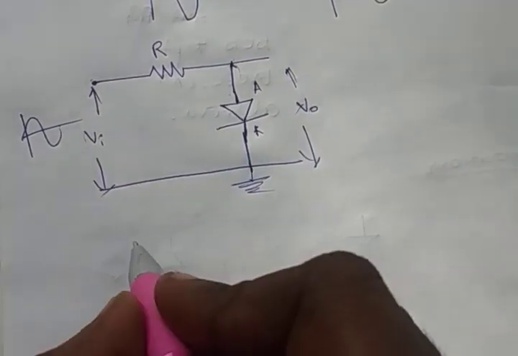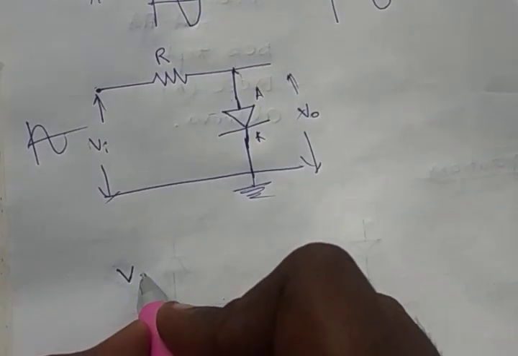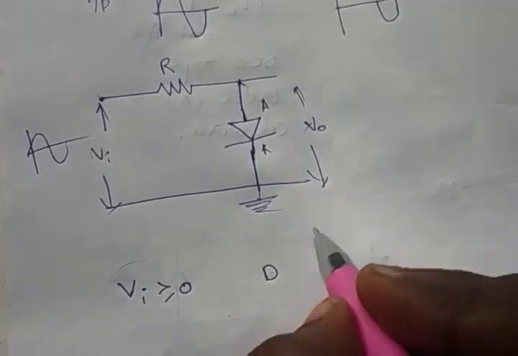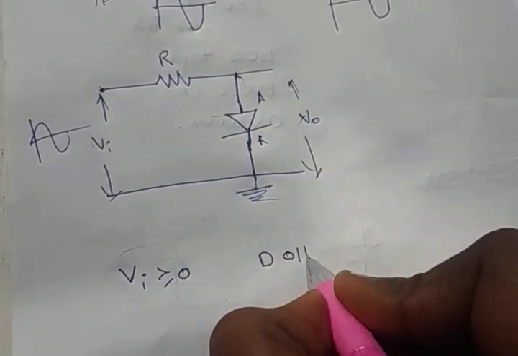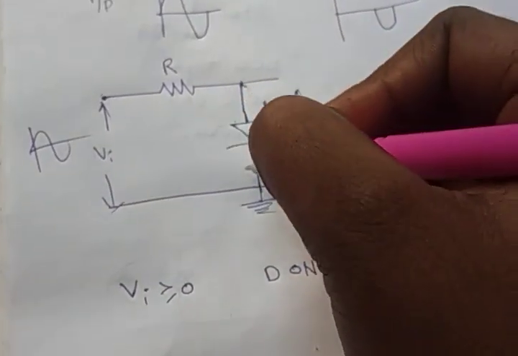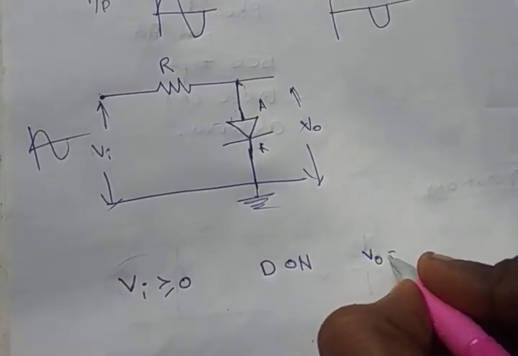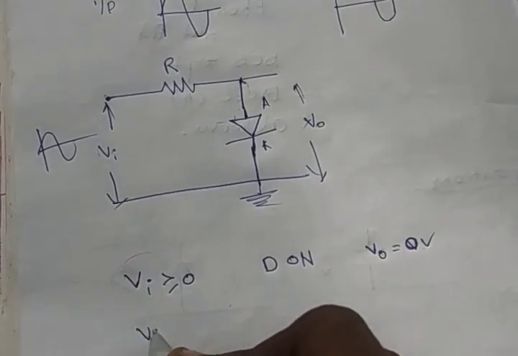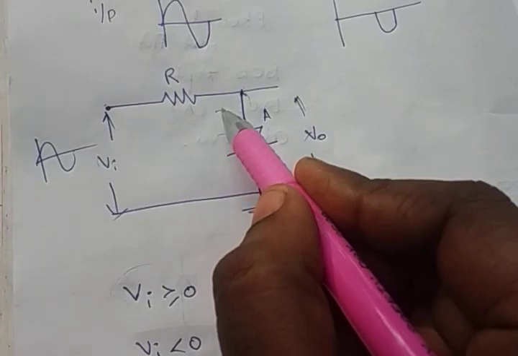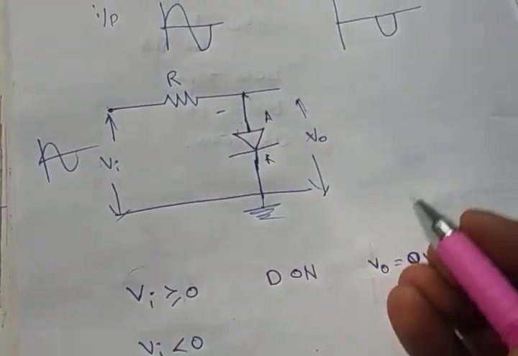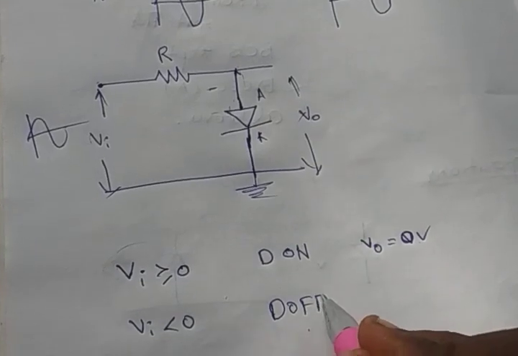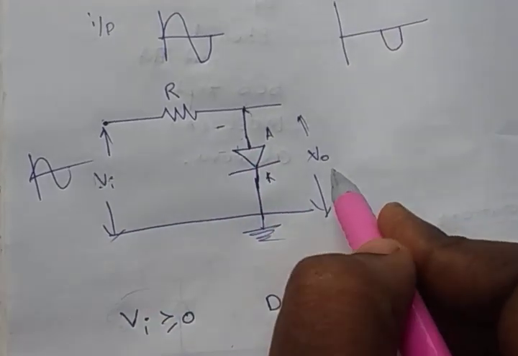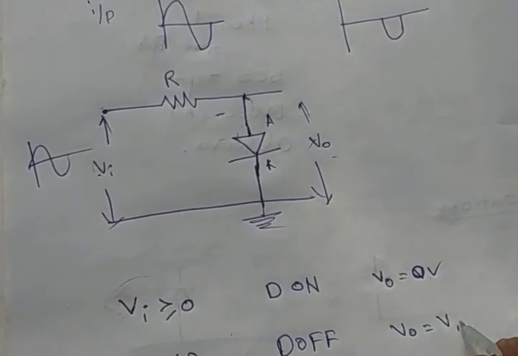Now let's see what will happen. For VI greater than or equal to 0, for positive values of VI, what will be the diode condition? The diode should be in on state. If it is in on state, it will act as a short circuit, so there will be no output here. It is 0 volts. Whenever VI is less than 0, meaning negative voltage appears here, the diode will be in reverse biased condition and will act as an open circuit. So it is off, and whatever input we supply will be presented at the output. So V0 will be equal to VI.